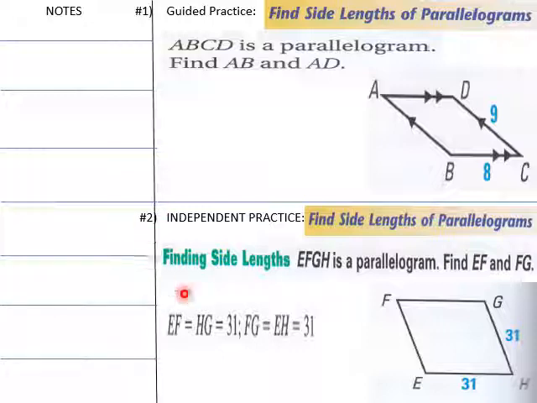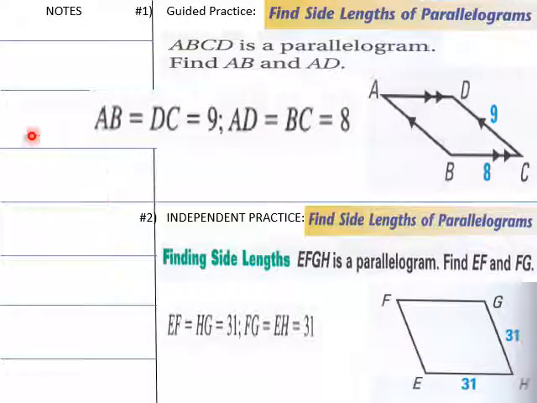Okay, welcome back. Here is your solution for number 2. FG equals EH, which equals 31. So 31 and 31. It looks like a square, possibly, or a rhombus for sure. We'll get into that later. And then number 1, AB equals DC equals 9, AD equals BC equals 8. So AD equals 8 and AB equals 9.